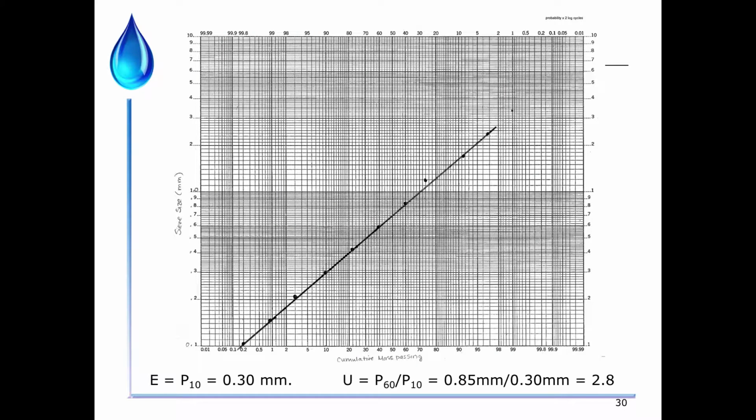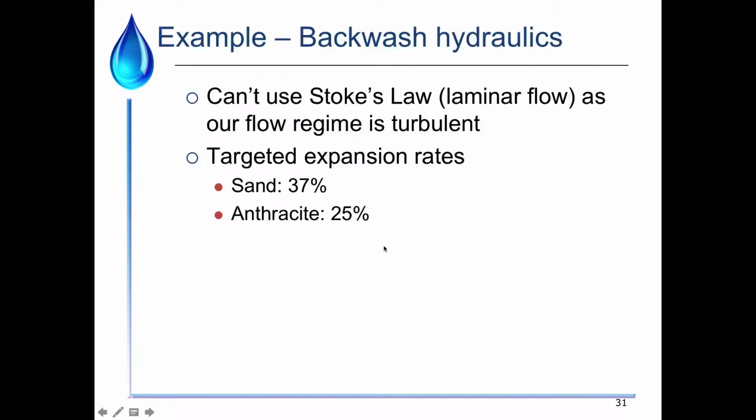First, the sand that we're dealing with is the same sand we used in our previous head loss example, with the effective size of 0.3 millimeters and the uniformity coefficient of 2.8, and there's the data for that sand.